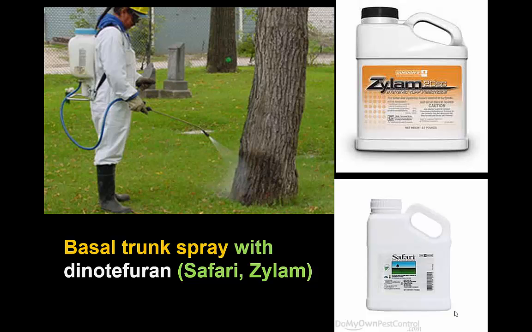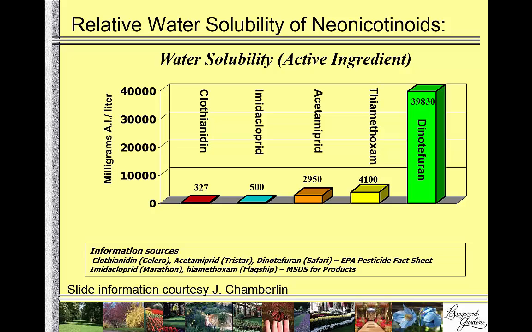However, dinotefuran has another kind of potential use in terms of managing emerald ash borer, and that is using it as a spray on the trunk above ground. You're not applying it to the roots, you're not injecting it into the plant, you are spraying it on the lower trunk. And this is the only product that can be used in this manner for control of emerald ash borer. And the reason it can be used in this way is related to aspects of its chemical activity.